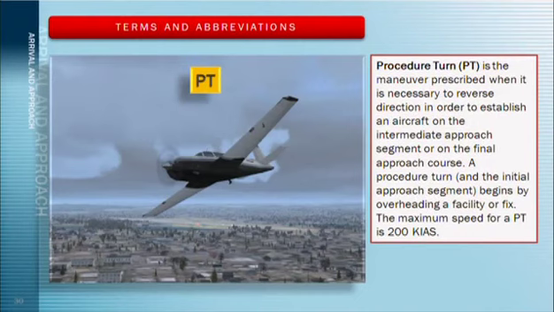Here's a really useful one, PT. PT is for procedure turn. This is the maneuver prescribed when reversing direction to establish an aircraft on the intermediate approach segment or on the final approach course. A procedure turn and the initial approach segment begins by passing over a facility or fix. The maximum speed for flying a PT is 200 knots indicated airspeed.